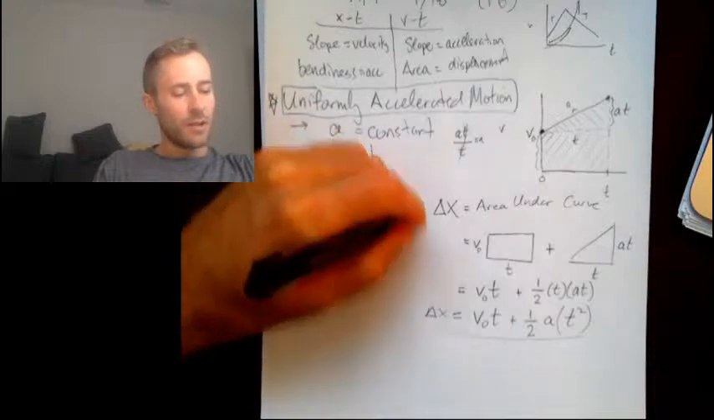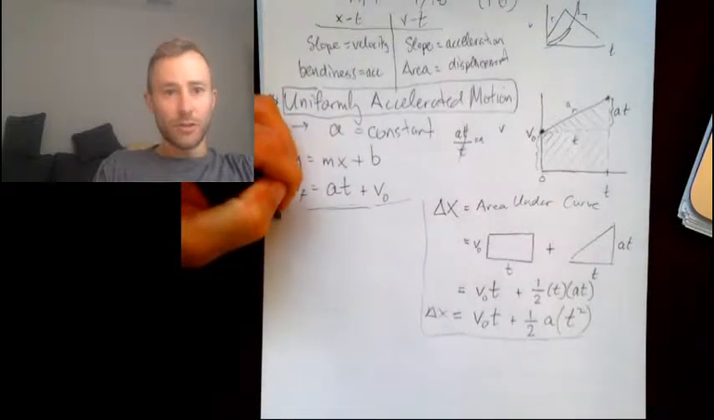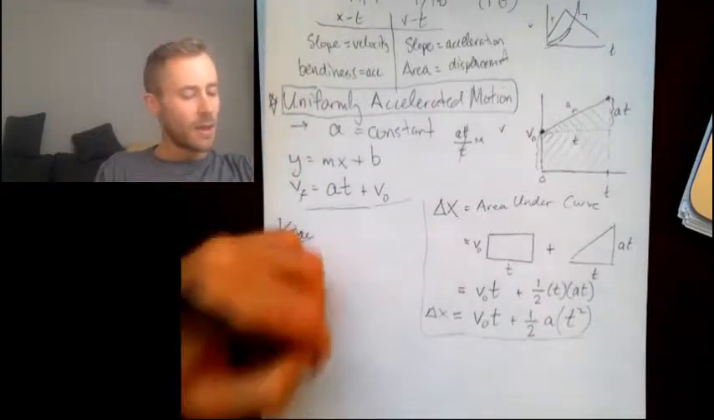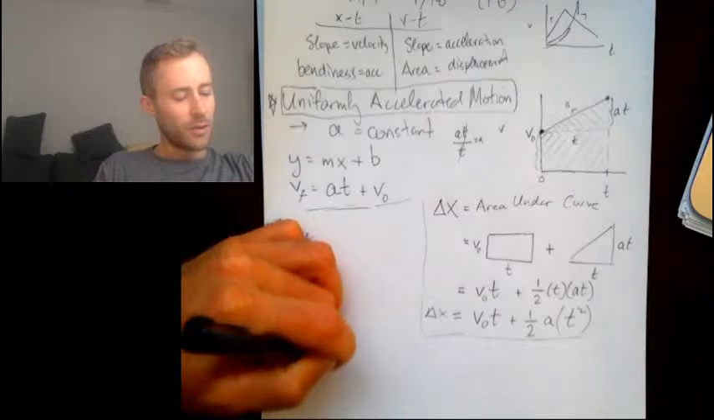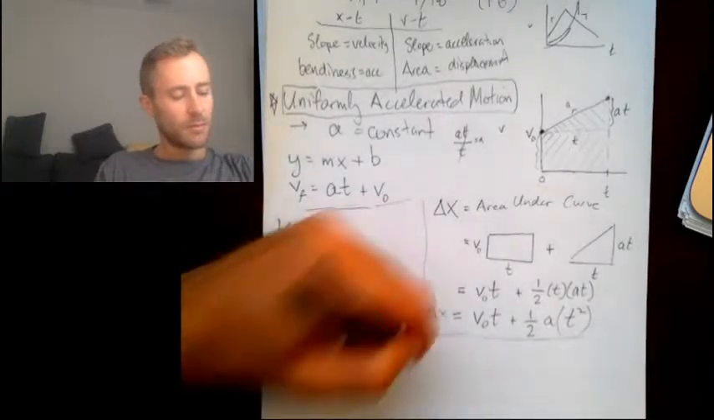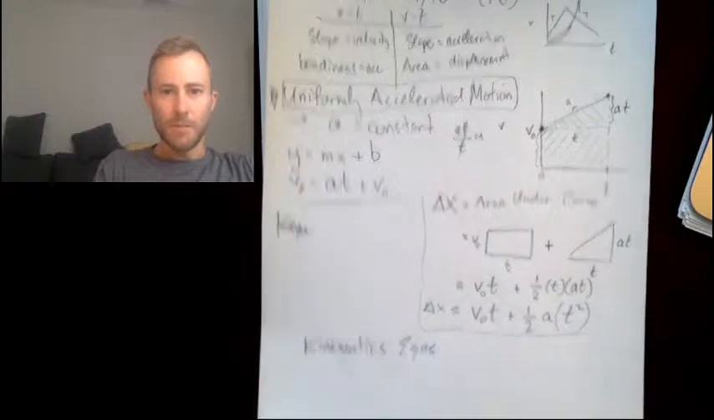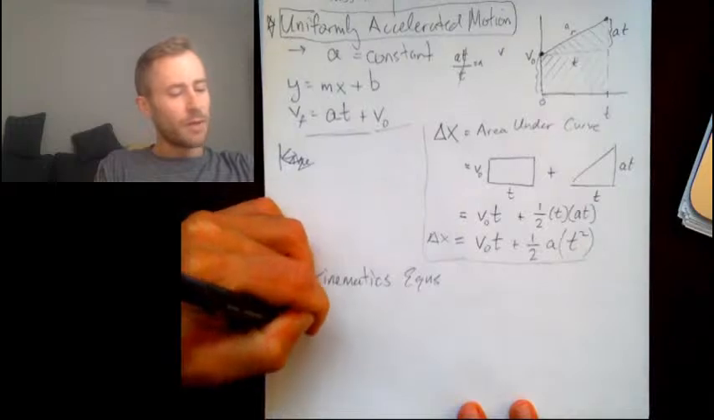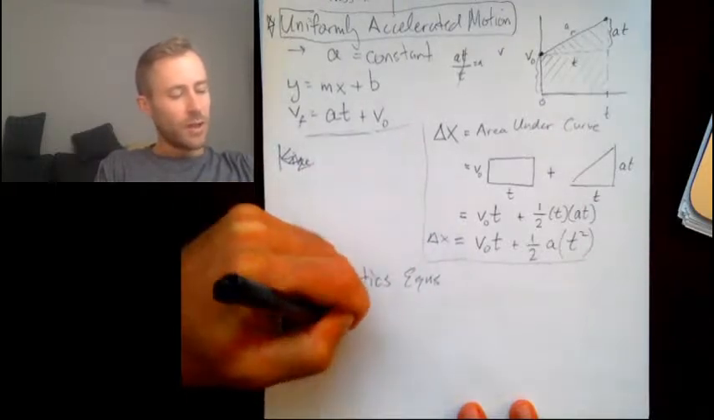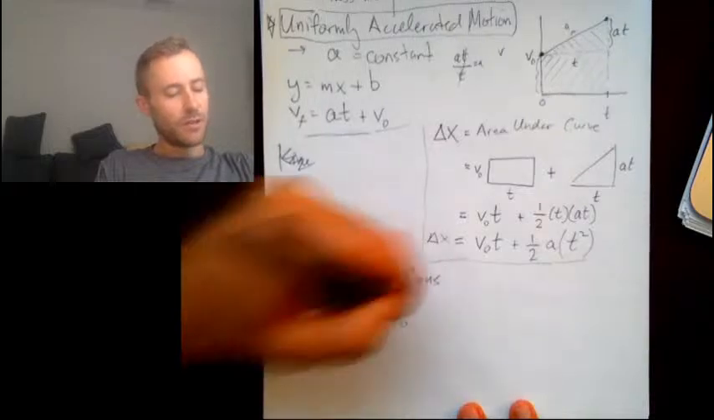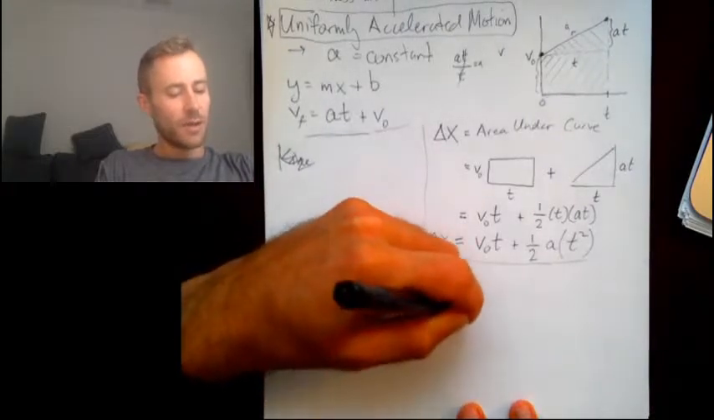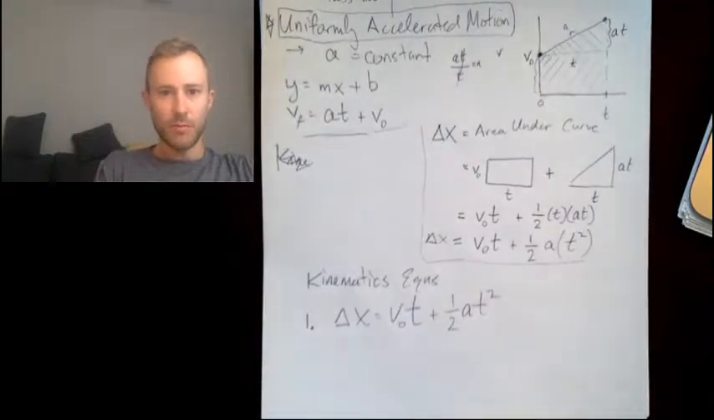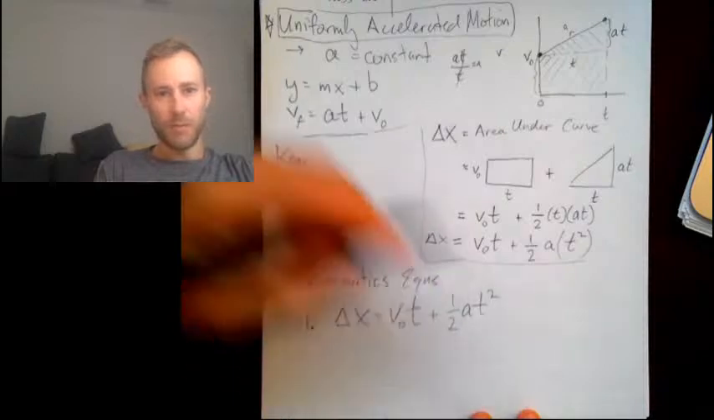I'm going to write these down. These equations are called the kinematics equations, and there are three of them. The first one is this displacement one: delta x equals v naught times time plus 1/2 a t squared. Remember, only the time is squared, not the whole thing.